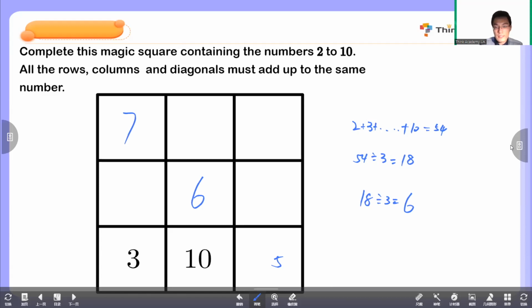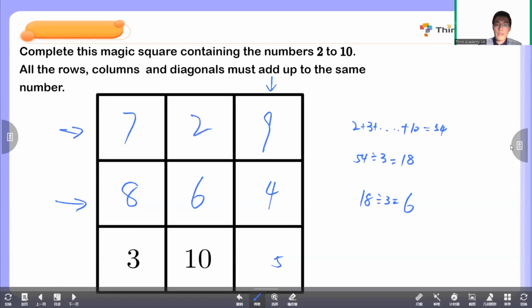And 3 plus 7 is 10. 18 take away 10 is 8. So here will be 8, sorry. And in the middle row, we have 8 plus 6, which is 14, and 18 minus 14 is 4. And for this column right here, we have 5 plus 4, which is 9, and 18 take away 9 is 9. And finally, for the first row, we have 7 plus 9, which is 16, and 18 take away 16 is 2.